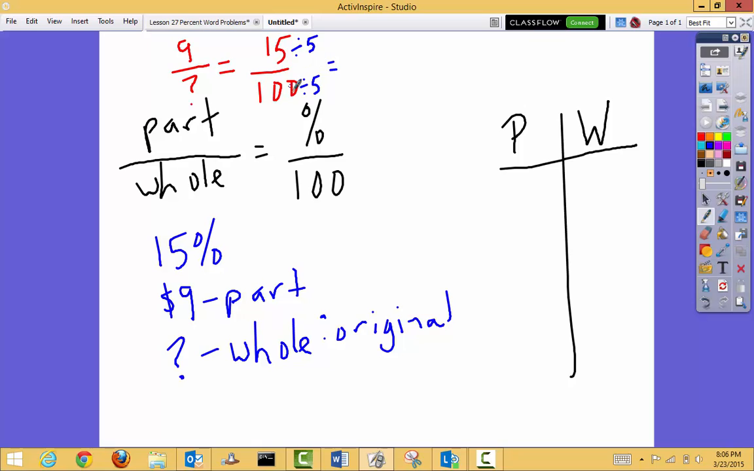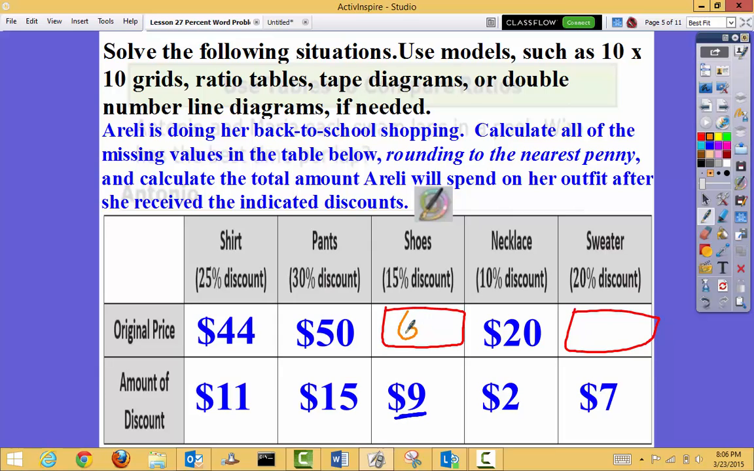Since it ends in a 5 and a 0, I know it's divisible by 5. So this is going to be 3/20. Now let's check. My part I need to end up with is 9. Can I get from 3 to 9 somehow? Yeah, I can multiply by 3. So what do I need to do to this 20? Whatever I do to the top, I must do to the bottom. So I'm going to multiply by 3. 3 times 20 is what? 60. So the original price, if it's a $9 discount, is $60 with a 15% discount.